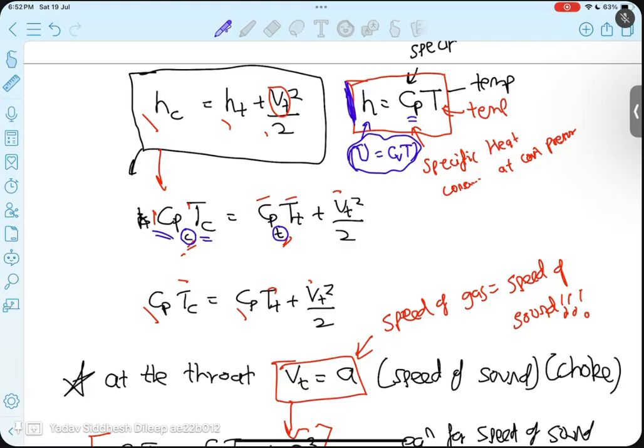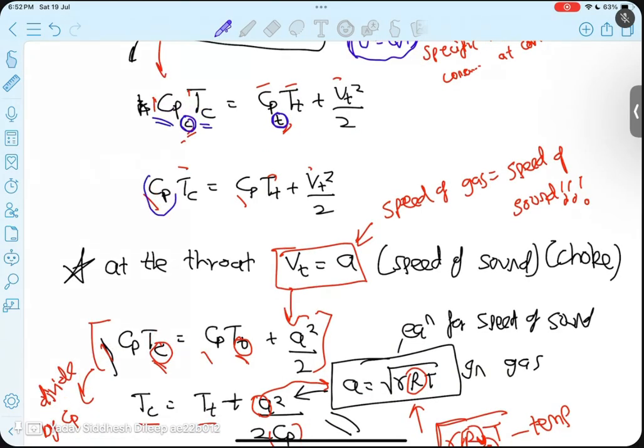Now we took another assumption above, that the thermodynamic properties remain constant. Means Cp and Cv will be same, Cp at throat and chamber. So I wrote it as Cp Tc equals Cp Tt plus Vt square by 2. Now rocket equations are just about manipulations.